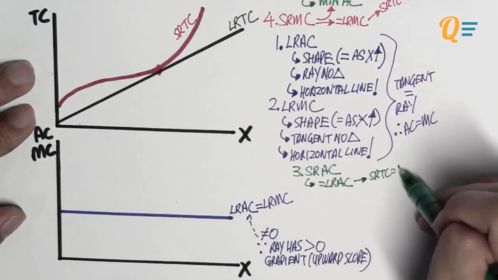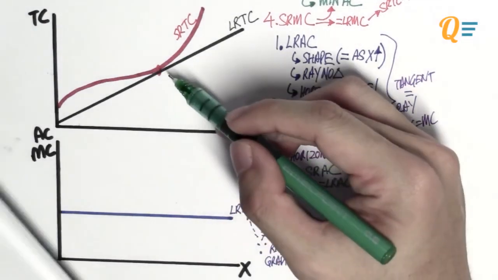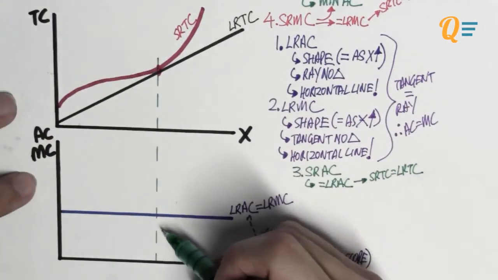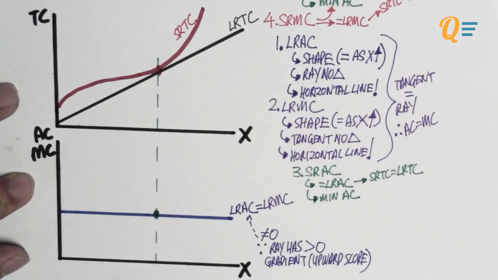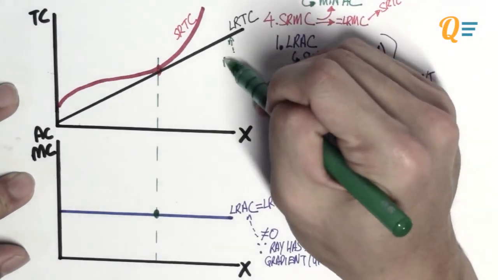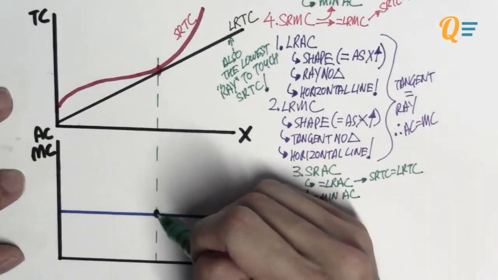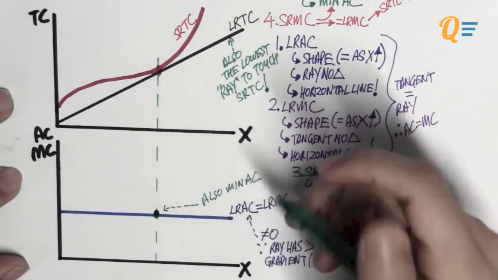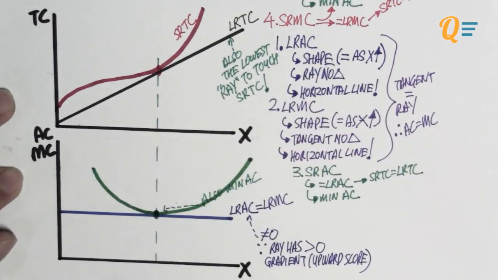Now the first intersection point will be of course with the LRAC, and this is the point where both total cost curves meet. And that point is just over here. Okay, so I'm going to draw a vertical line down. This is where the SRAC is going to have an intersection point. And of course we need to find where the minimum AC is. Well, after you have tried, you will realize that your LRTC is also the lowest ray to touch the short run total cost curve. Therefore, this point over here is also the minimum AC. So that makes our life easy. We just have to draw a U-shaped curve over here, and that will be your SRAC.